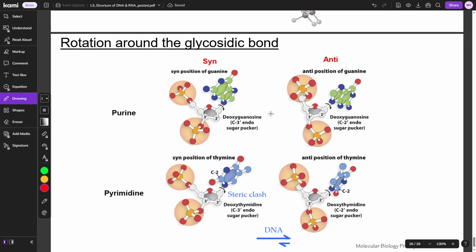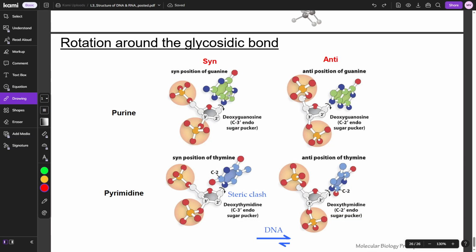The other thing to keep in mind is syn and anti. When we talk about syn and anti, we're referring to syn and anti with respect to the phosphates. So syn is going to be on the same side as the phosphates, and anti is going to be on the opposite side of the phosphates. And the anti and syn are referring to rotation around this glycosidic bond specifically. That's the only thing we actually really rotate. So syn, same side as phosphates; anti, opposite side of phosphates. And the rotation occurs around the glycosidic bond of the base.